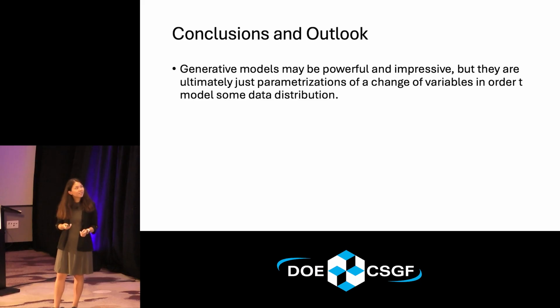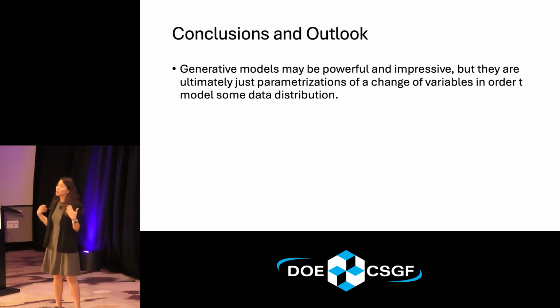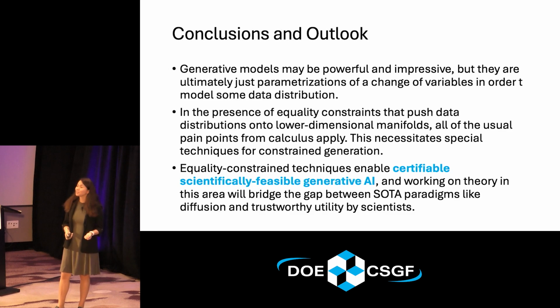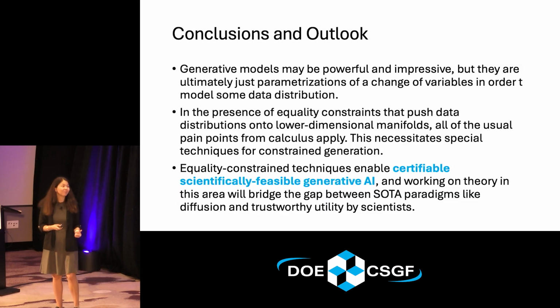So as some conclusions and an outlook on the future, generative models are obviously super powerful and really exciting, but I also don't want you to feel overwhelmed by them. They're ultimately just parameterizations of a change of variables in order to model some data distribution. And the presence of equality constraints, like many of you probably encounter in science, makes this a really, really interesting math problem. I think this is a really exciting area to work in as a theorist because it bridges these state-of-the-art models that you hear about all the time in the news with what scientists will actually want to use and feel comfortable using.